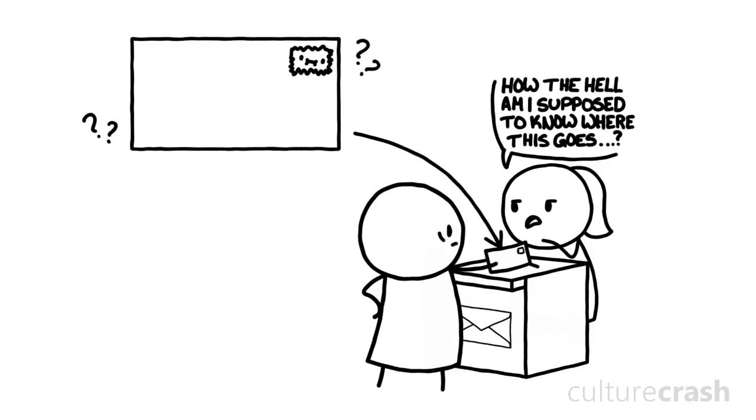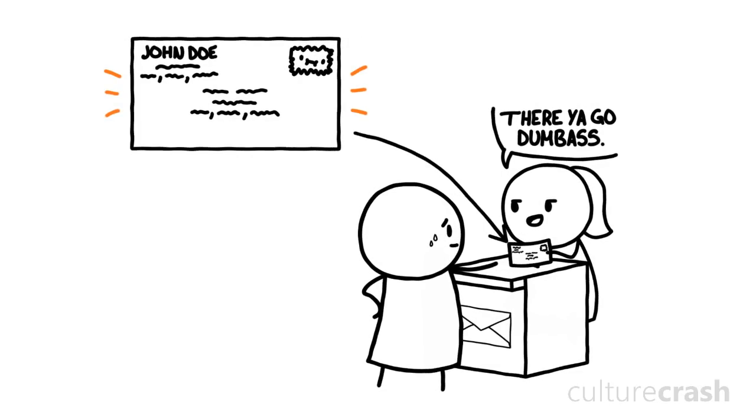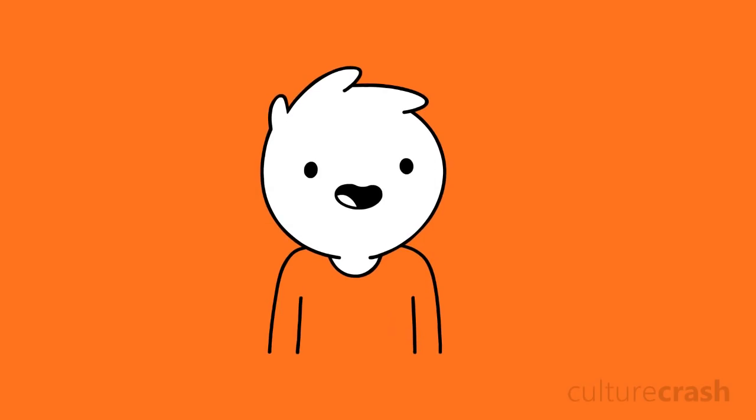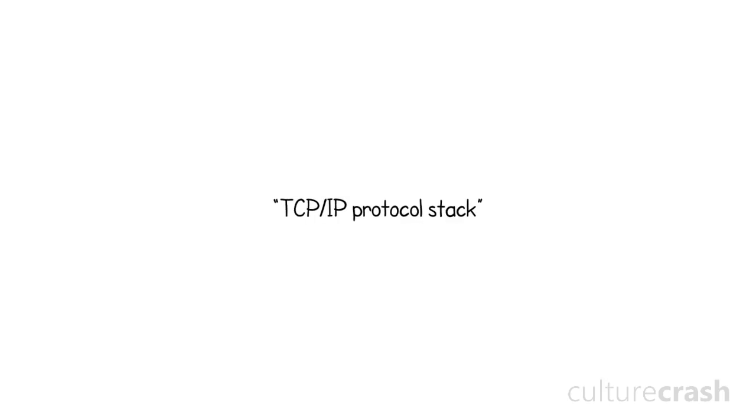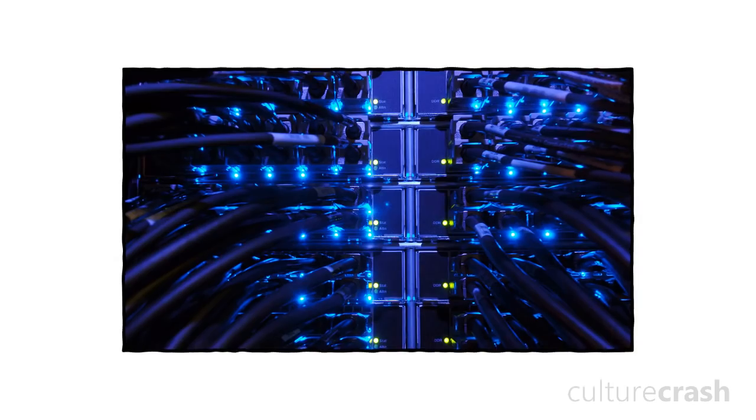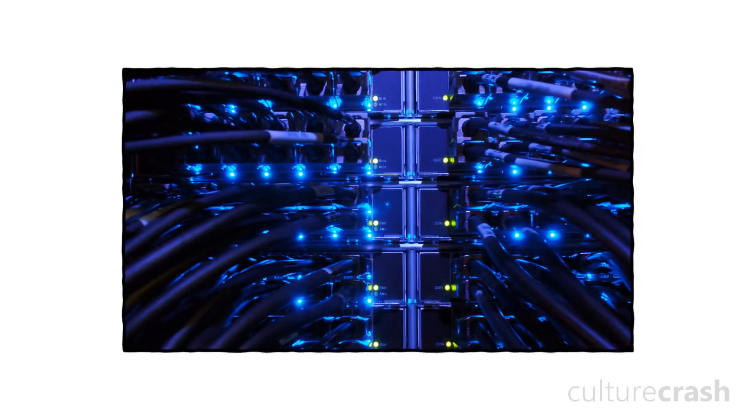Also, if you wanted to send mail, you don't just hand the post office a blank envelope. Instead, you have to write the address on the envelope in a specific format that the postal service then interprets before sending the mail on its way. On the internet, all of this grunt work is performed by the TCP/IP protocol stack, named after the steps involved. In internet terms, we call these steps layers.